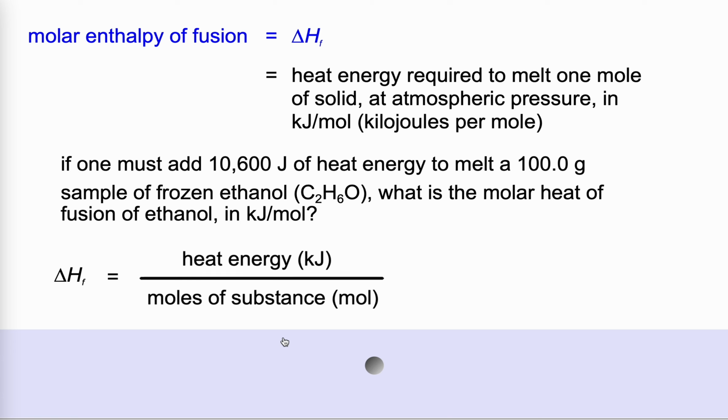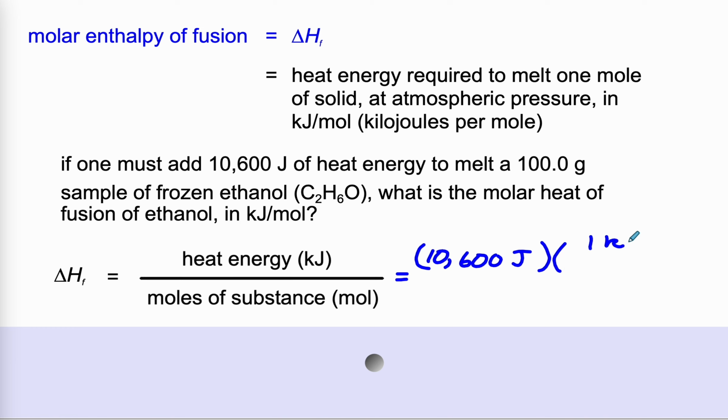Well, the molar heat of fusion is simply the amount of heat energy required to completely melt or freeze 1 mole of the substance. So I think what we need to do is to convert our heat energy from joules to kilojoules, and then convert our grams to moles, and that should get us what we need. So in the numerator here, I'm going to begin by taking my 10,600 joules and convert that to kilojoules by multiplying by 1 kilojoule per 1,000 joules, because kilo means 1,000.